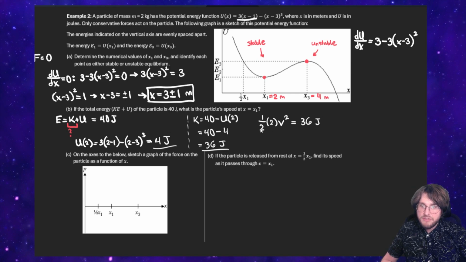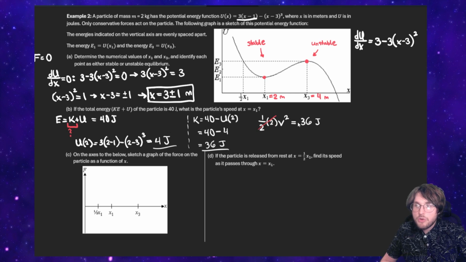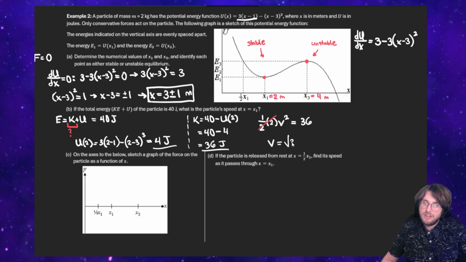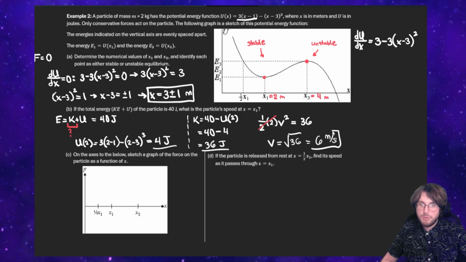Now thankfully the 1/2 and the 2 will annihilate with each other and just become 1. So v² equals 36, technically not joules anymore, so we'll get rid of that. So if we want to solve for the velocity, we take the square root of both sides, and the square root of 36 is thankfully a pretty simple solution. It is about 6 meters per second. So that is our particle's velocity at that position.